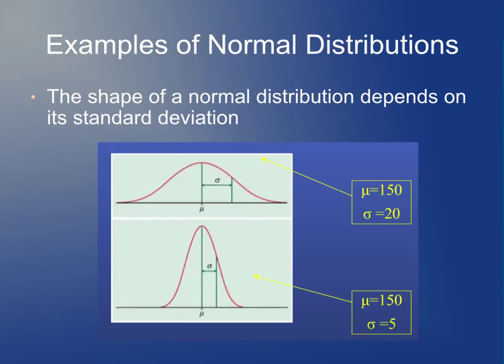And as I said, the shape of a normal distribution depends on its mean and standard deviation. Well, actually it depends on the standard deviation. The mean gives the center of the normal distribution. The standard deviation gives you how spread out it is. If the standard deviation is small, you have a really steep bell curve centered at the mean. If the standard deviation is larger, then it's bigger and flatter.